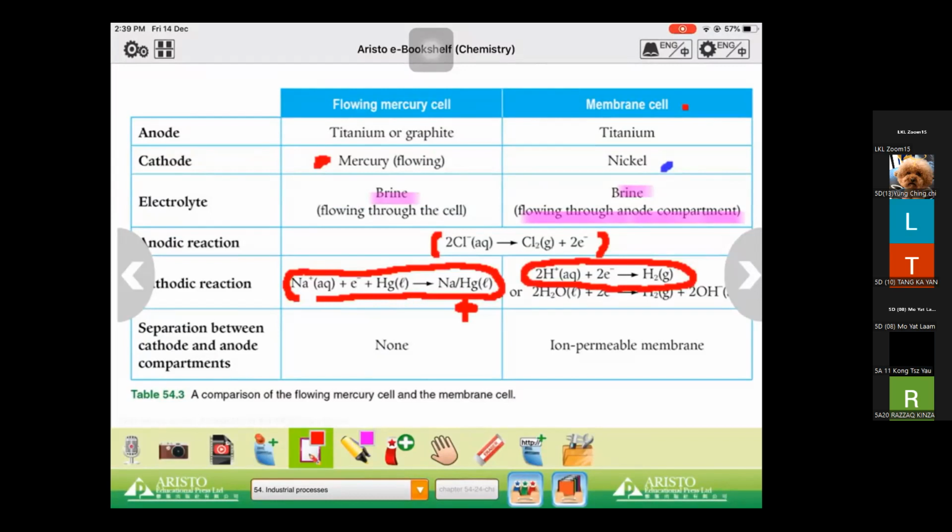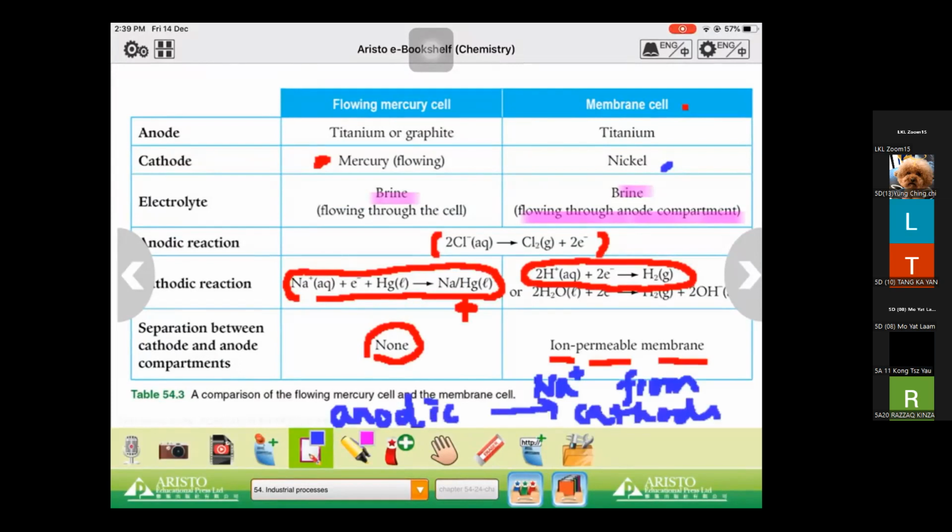Separation between cathode and anode compartment. For flowing mercury cell, there is no separation. But for membrane cell, there is an ion permeable membrane. Something special about the membrane, it allows only sodium ion to migrate from anodic compartment to cathodic compartment. Okay?